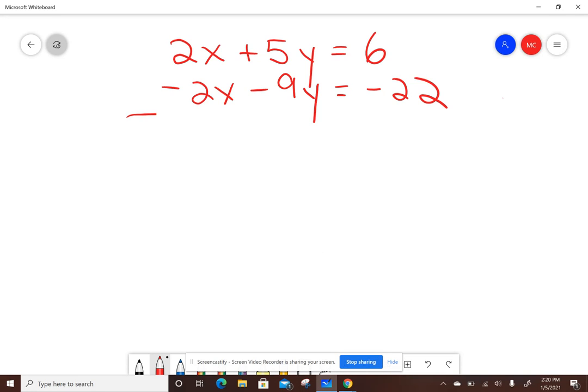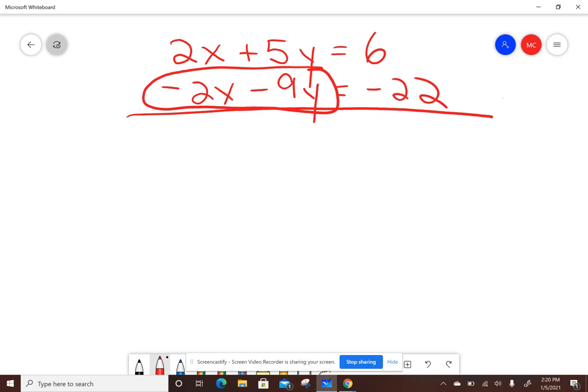Now, notice, do you agree that negative 2x minus 9y equals negative 22? So negative 2x minus 9y is equivalent to negative 22. And the law of equations says I can add or subtract anything I want to my left-hand side as long as I do the equivalent to the right-hand side. So I'm going to add negative 2x minus 9y to the left-hand side of this equation, and I'm going to add negative 22 to the right-hand side. So look what happens when I do that.